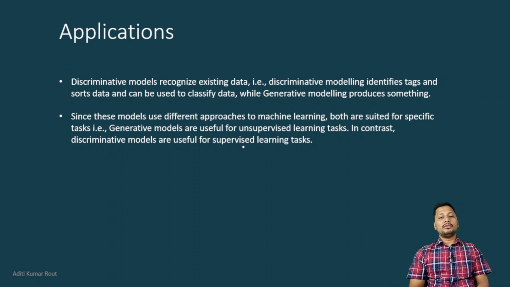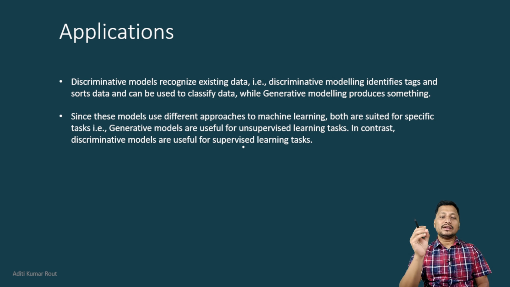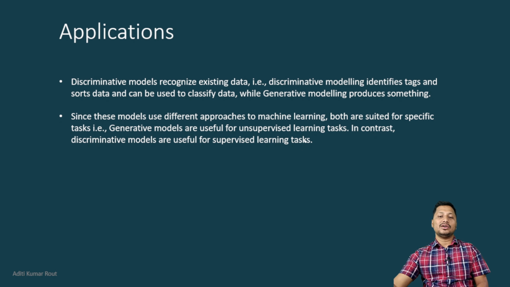And if I am talking about the application perspective, the discriminative models always recognize the existing data. That is, discriminative modeling identifies tags and sorts data, which can then be used to classify the data, while a generative model is producing something. Here we are tagging the existing data and predicting something, or sorting, or putting some complicated rules behind the model to classify something, but the generative model itself is producing something.